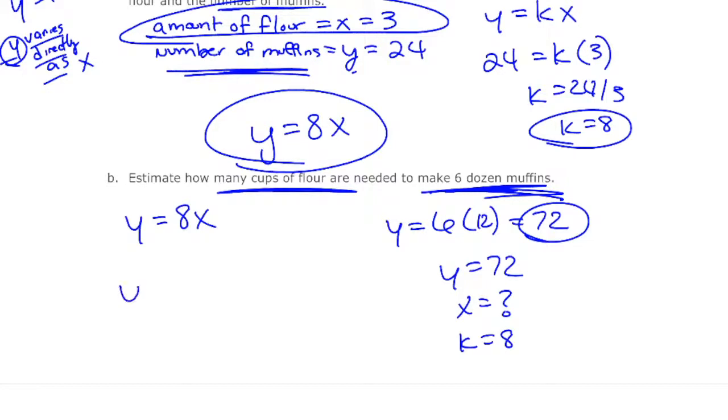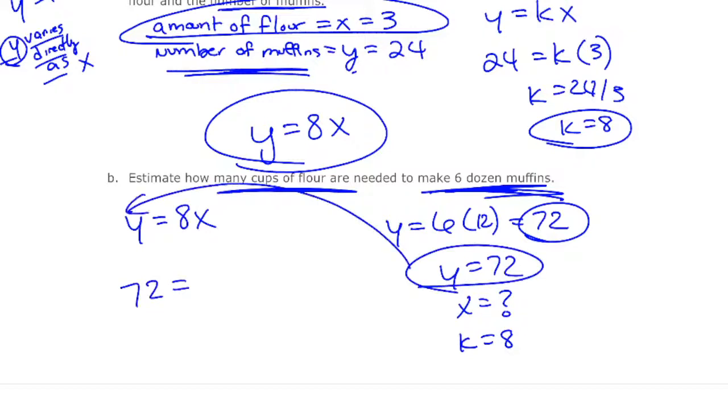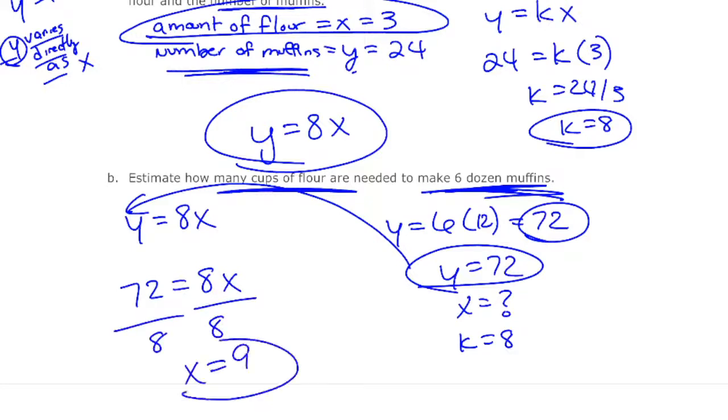We already know that. So y equals, so let's put our information in. 72, I got that from right here, equals 8 times x. And so let's divide both sides by 8 to get x alone. And we end up with x equals 9. Therefore, the cups of flour is 9 cups of flour. Okay?